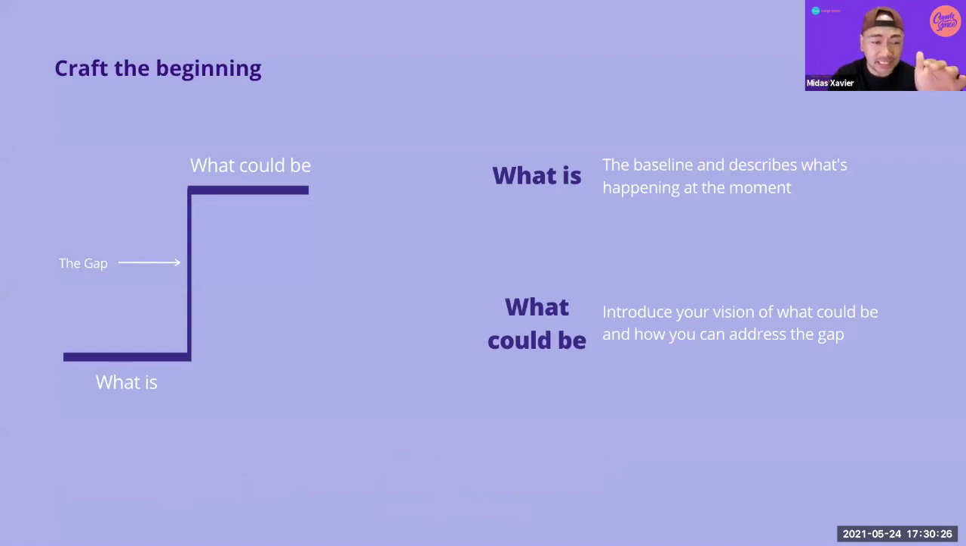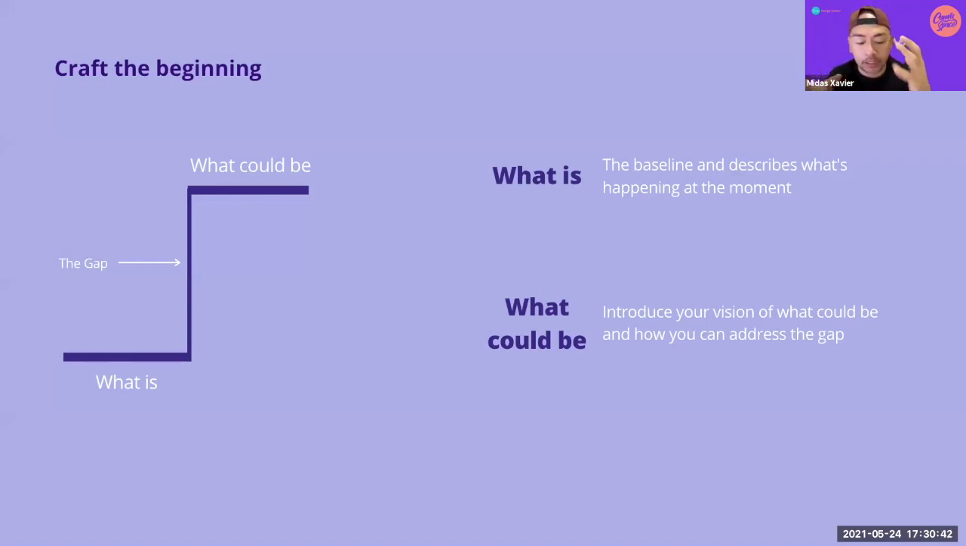Let's break this down. For the sparkline story plot, we have to craft the beginning. The beginning is like what is. What is, like what I've mentioned, is the history or events that brought us up to this point.